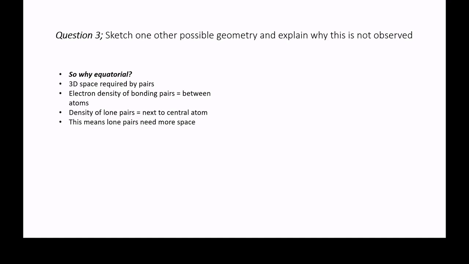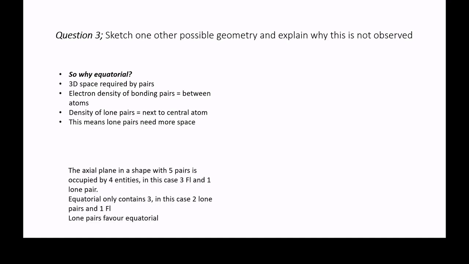The axial plane in a shape with 5 pairs is occupied by 4 separate entities. In this case, it's 3 fluorines and 1 lone pair, whereas the equatorial only contains 3. In this case, 2 lone pairs and 1 fluorine. Therefore, lone pairs will favour the equatorial position, where they have more space. If, however, they had chosen to occupy this axial plane, a trigonal planar shape would be seen.